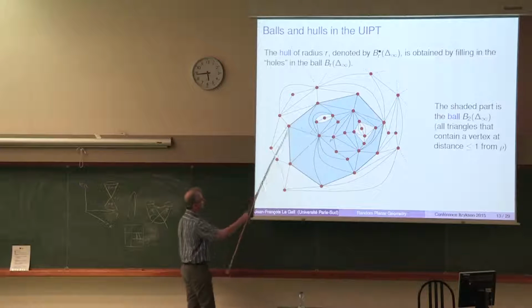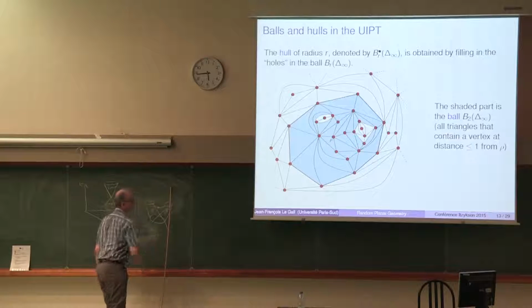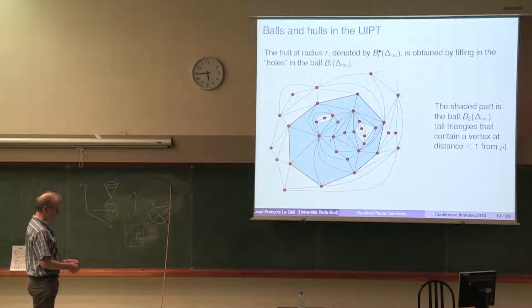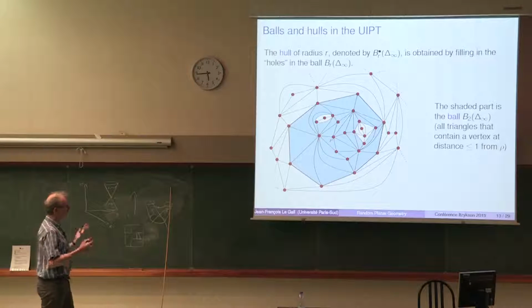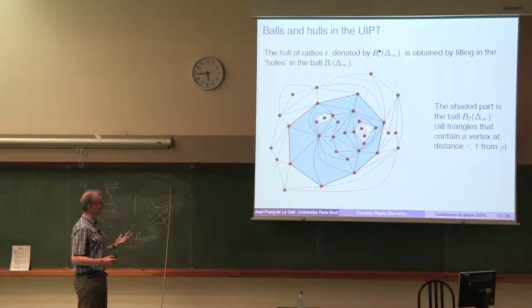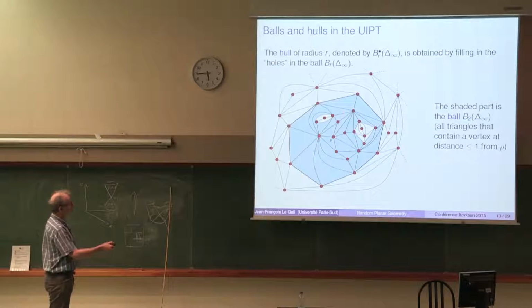Okay, you can check that all the blue triangles here on the figure contain a vertex at distance at most 1 from the root vertex. So what happens, of course, in these random lattices is that the complement of the ball is not going to be connected, in contrast to these regular lattices. Here you have an unbounded connected component, but you also have two bounded connected components.